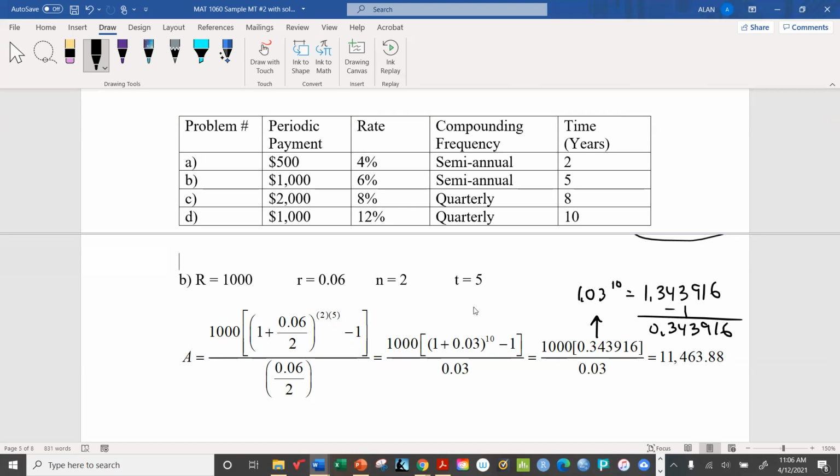Otherwise, anytime you take 1 plus some constant and raise it to a power, you'll get a number greater than 1. So after you subtract 1, that's what leaves us with this number.